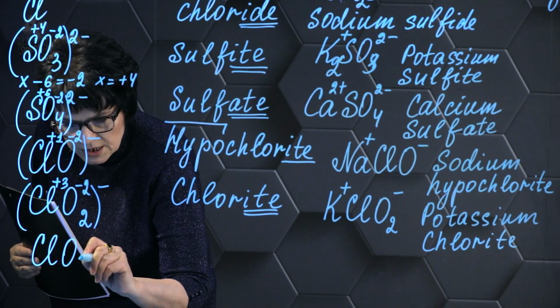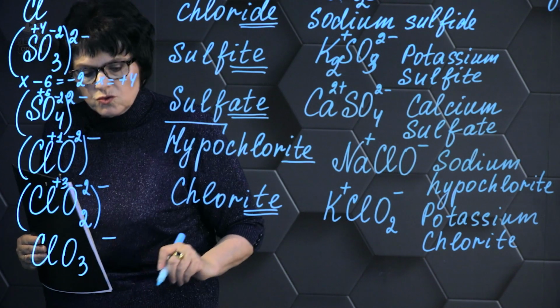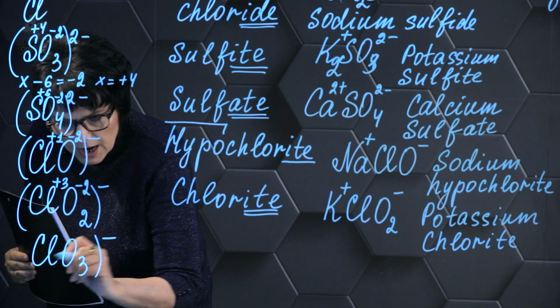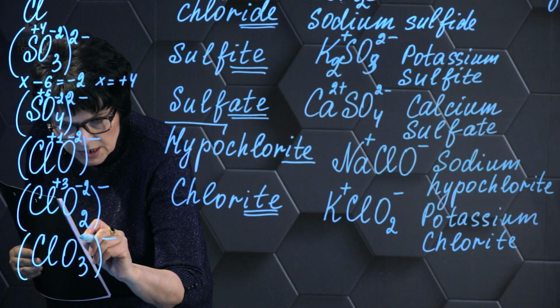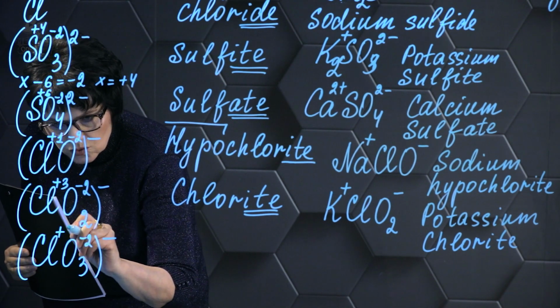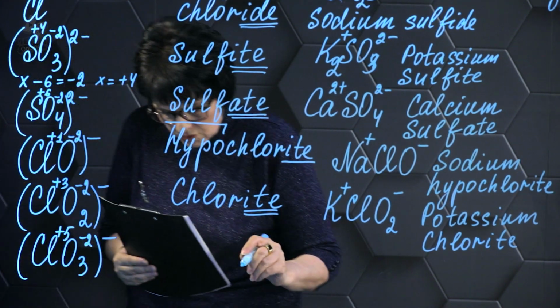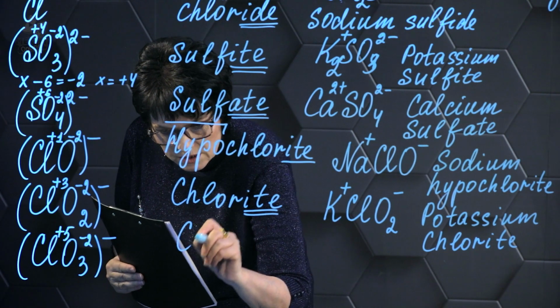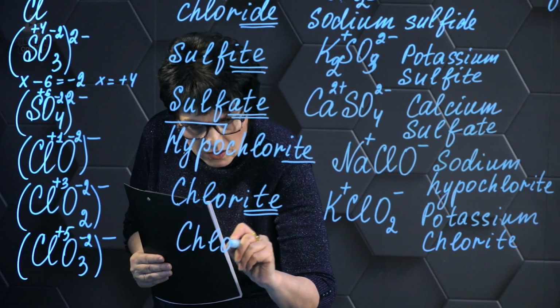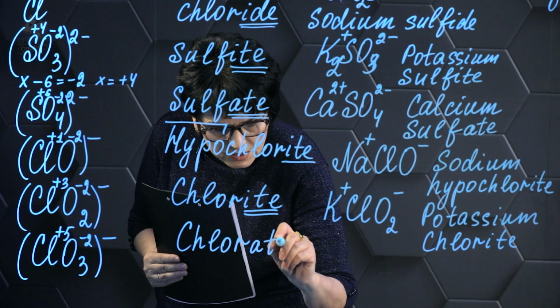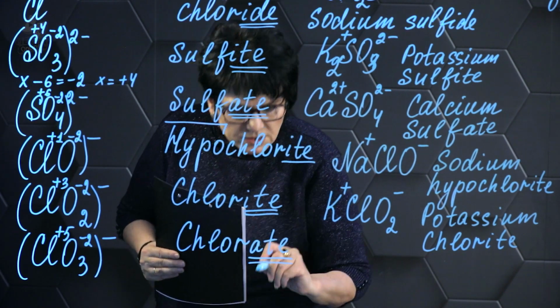If chlorine has an oxidation state in another compound, chlorine has a negative charge of 3 particles. We calculate the oxidation state again, -2. Here chlorine has a positive charge of 5. So then it turns out the name will be like this. And the suffix ending becomes like this.